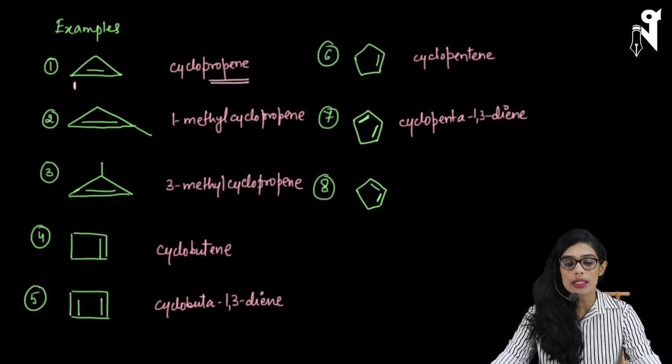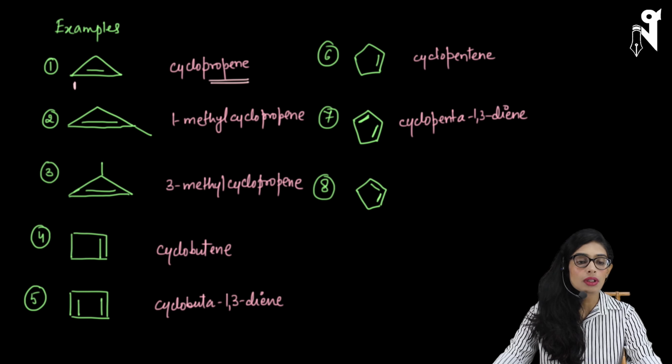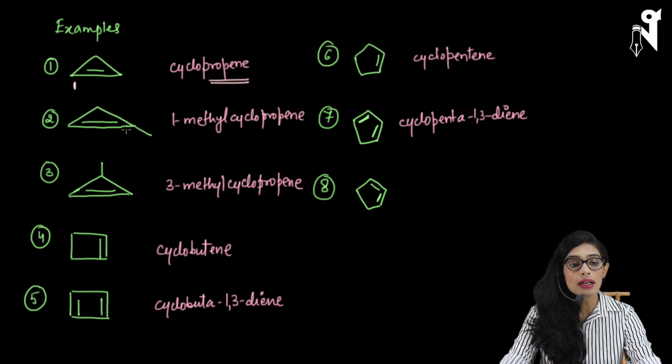Okay, now let's talk about the next example. In the next example, we have a 3-membered cyclic ring and 1 open chain, which is 1 carbon. So I can write this 1 carbon as CH3 also.